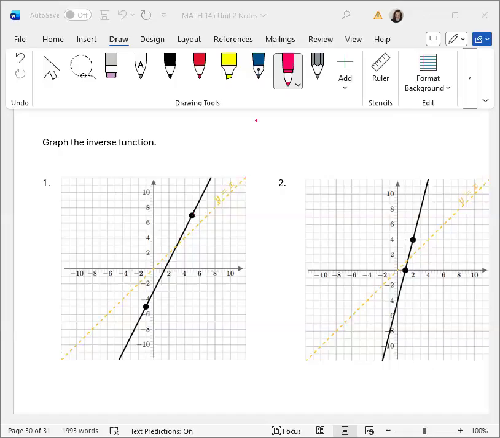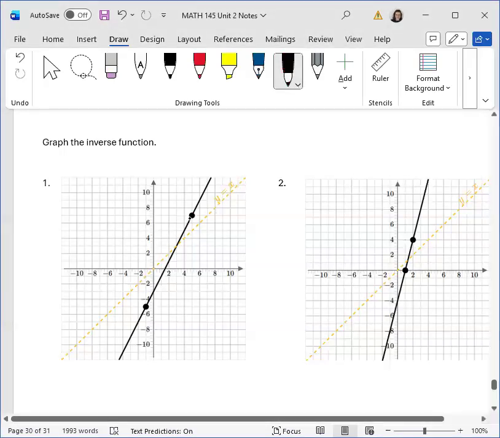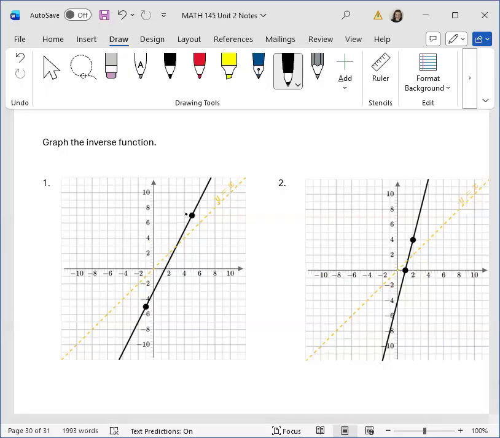What I'm going to do is identify the coordinates of the points that are already graphed here. Then to find the inverse of just those points, we're going to interchange the x and the y coordinate. That will essentially reflect it over the y equals x line. Then I can graph those 2 points, and that will be the graph of the inverse, especially since this is just a line. I can connect 2 points to make a line.